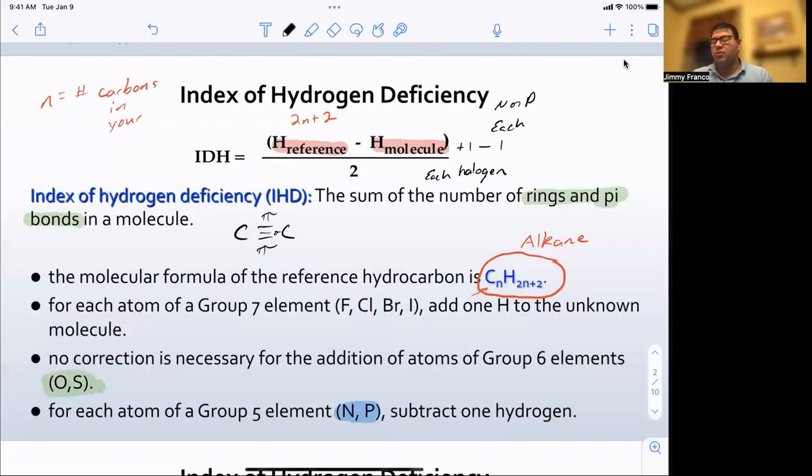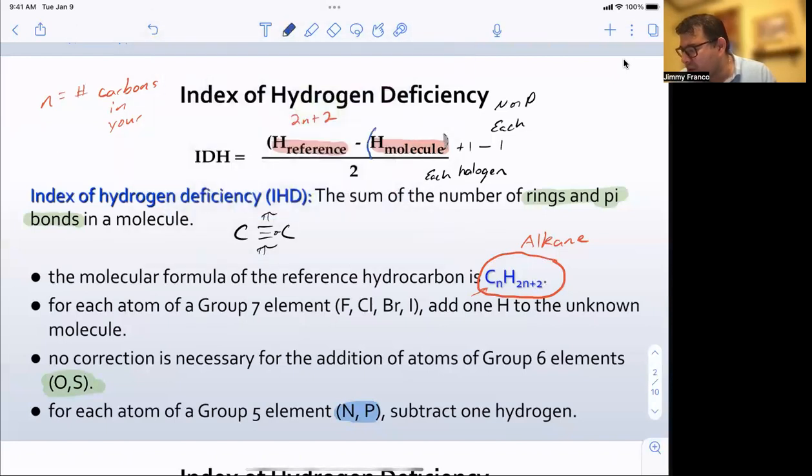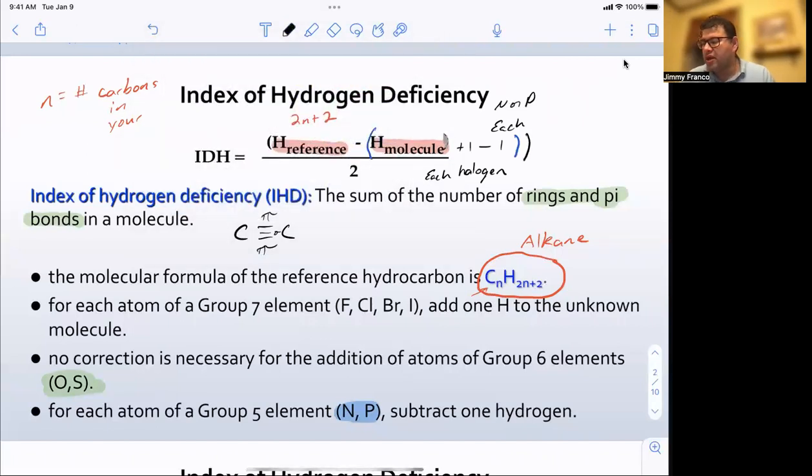All right, and so what I would almost think about is you're going to do this kind of 2 ways. So we're actually going to erase this parentheses, and we're going to put a bigger one here. So when you're doing these calculations, you want to do this first. All right, so figure out your H molecule, and then you can subtract the 2. And then after that, you'll divide everything by 2.